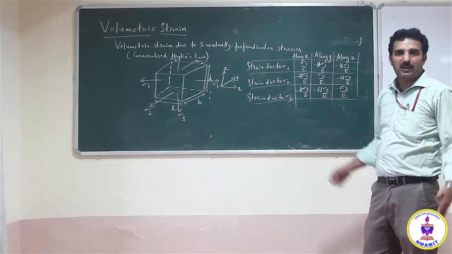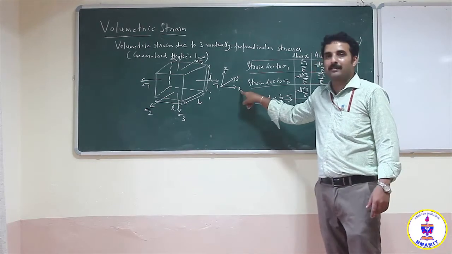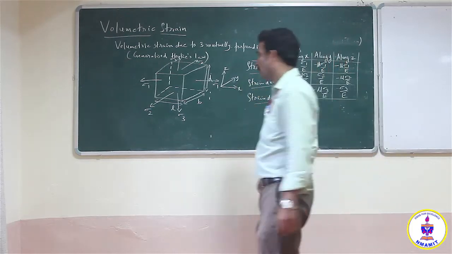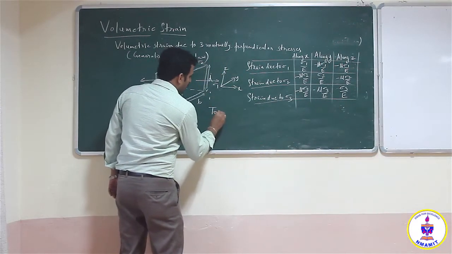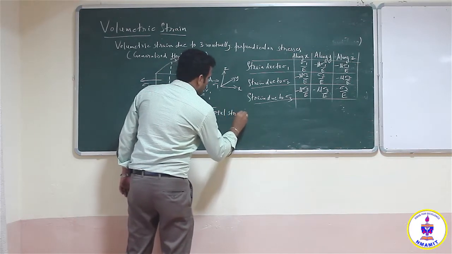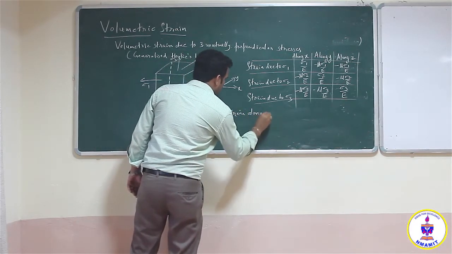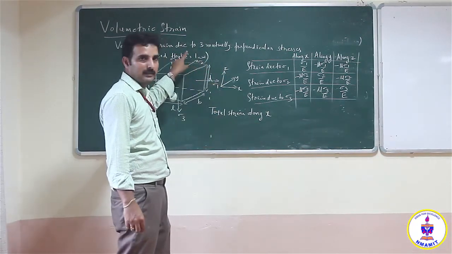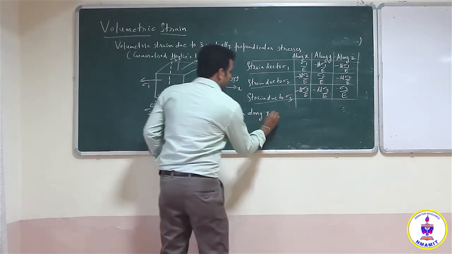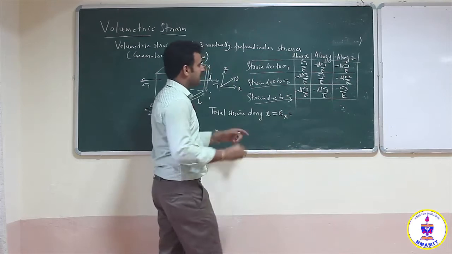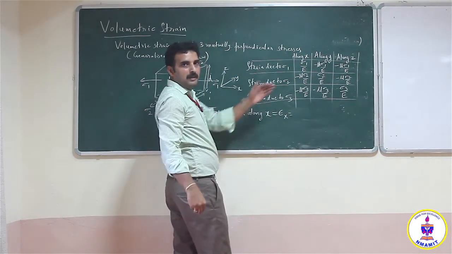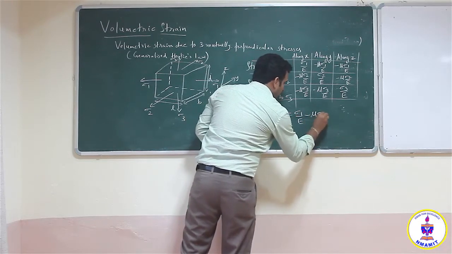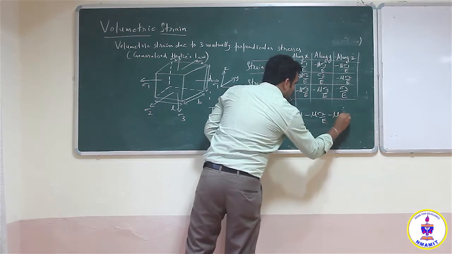Now we have to find out what is the total strain which is acting along x, what is the total strain which is acting along y, and what is the total strain which is acting along z. So total strain along x, that is due to sigma 1, sigma 2 and sigma 3. That is nothing but epsilon x. We will add by seeing the components along the columns. So I can write sigma 1 by E minus mu into sigma 2 by E minus mu into sigma 3 by E.